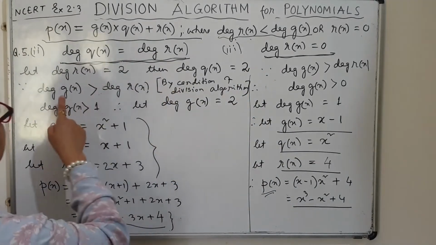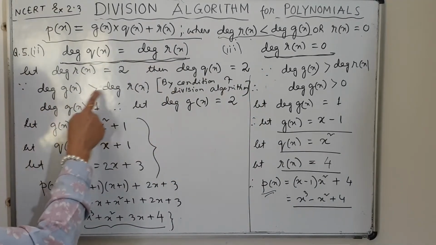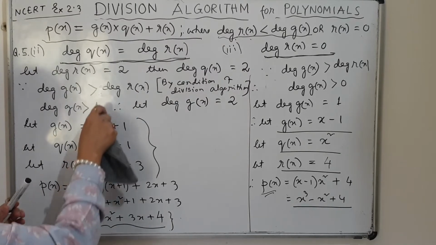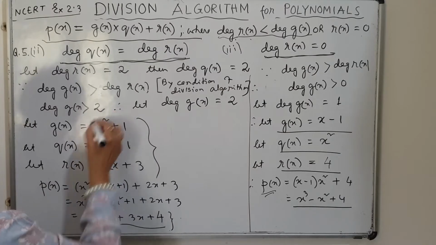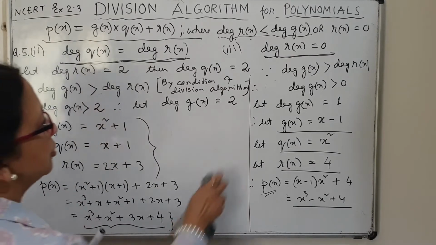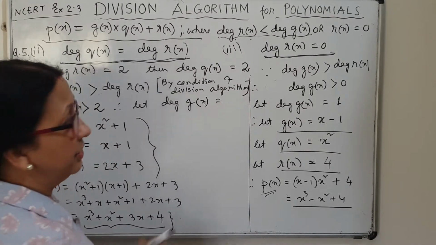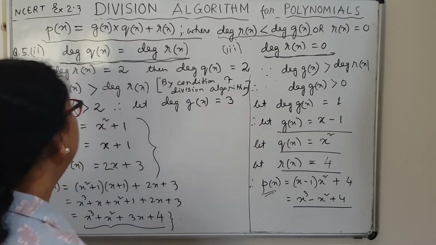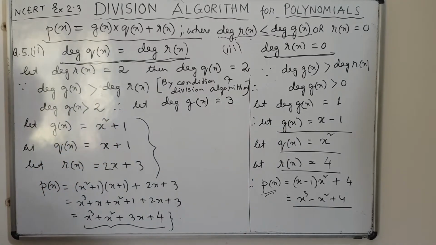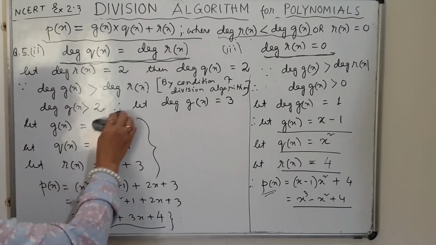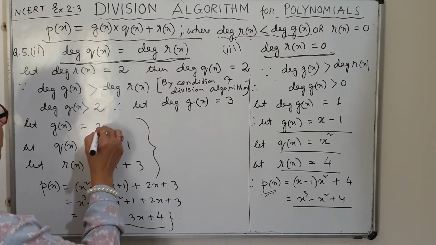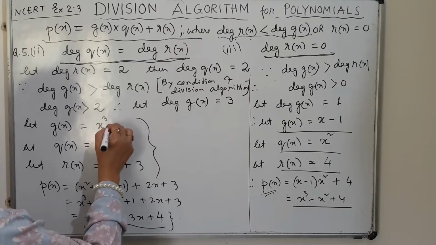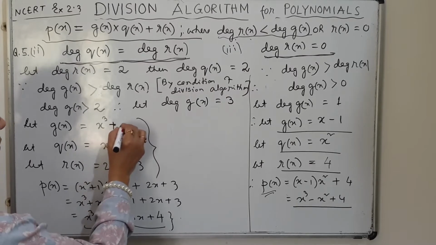Then by the condition, degree of g(x) has to be more than degree of r(x). So degree of g(x) has to be more than r(x) degree, which is now 2. Then degree of g(x) has to be more than 2. So let me take 3. You can take 4, anything. So now this will be changed. Since degree of g(x) is 3, it is a cubic polynomial. So I will write a cubic polynomial, say x cube plus 1.